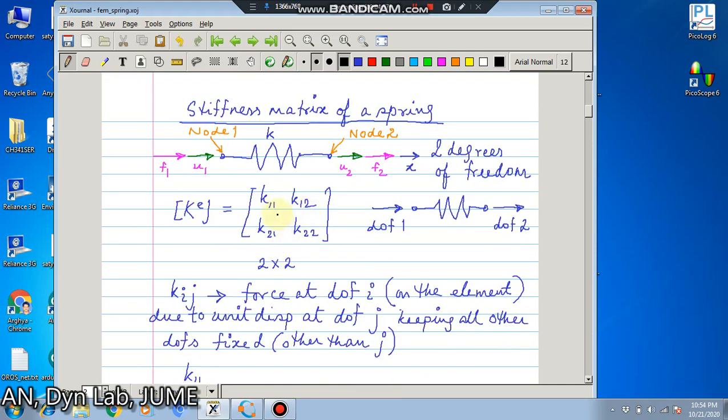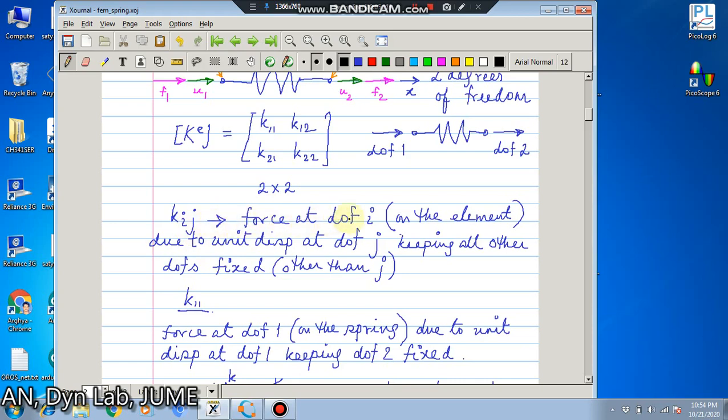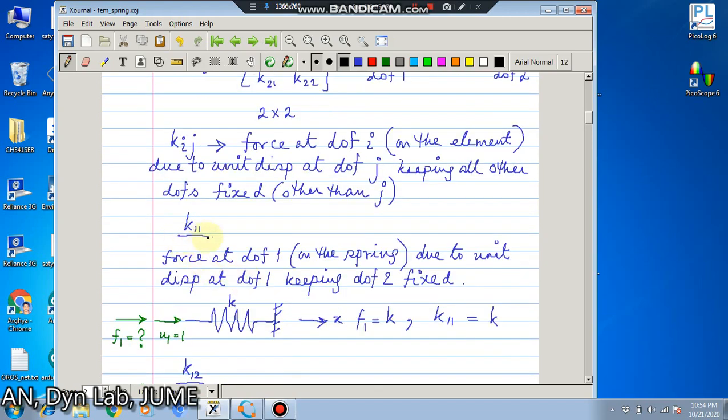Now how can we find out K11, K12, K21, K22, or rather these Kij's from first principles? The definition of Kij is the force at DOF I on the element due to unit displacement at DOF J, keeping all other DOFs other than J fixed. That means if we want to find out K11, we have to find out the force at DOF1 on the spring due to unit displacement at DOF1, because J is also 1 here, keeping DOF2 fixed because it is other than 1.